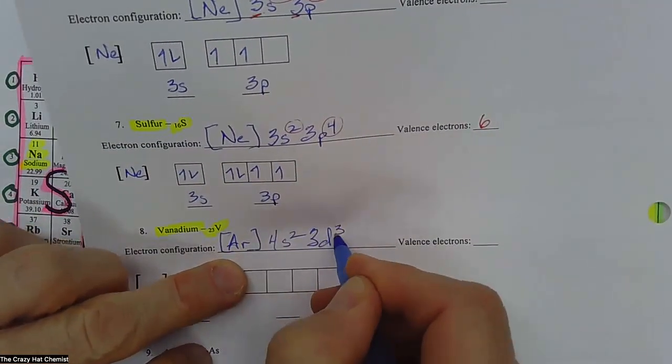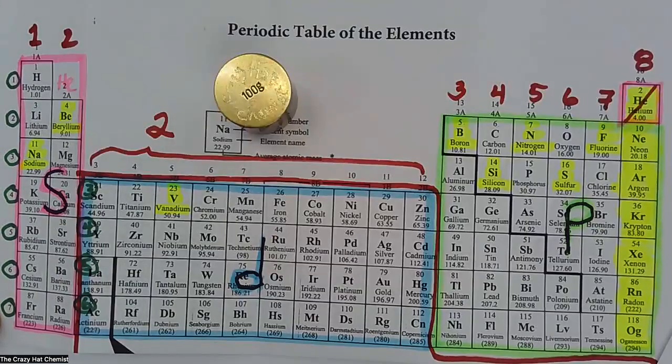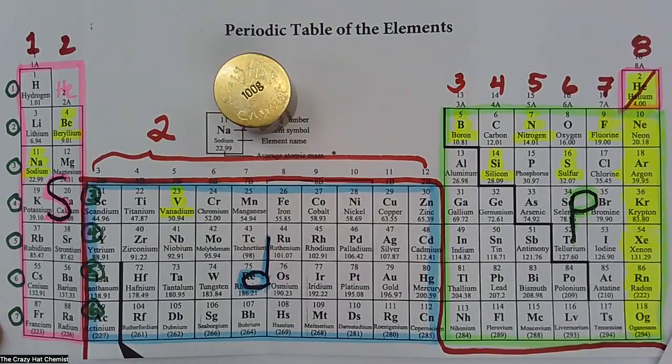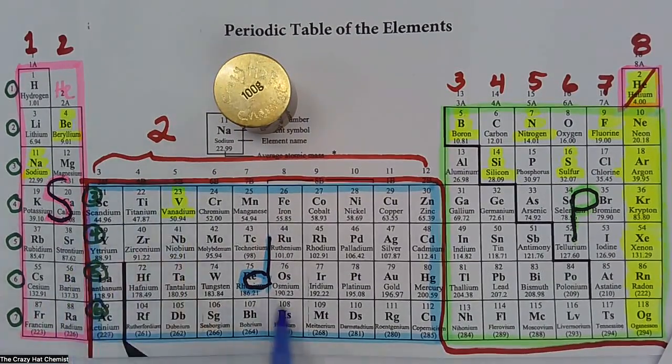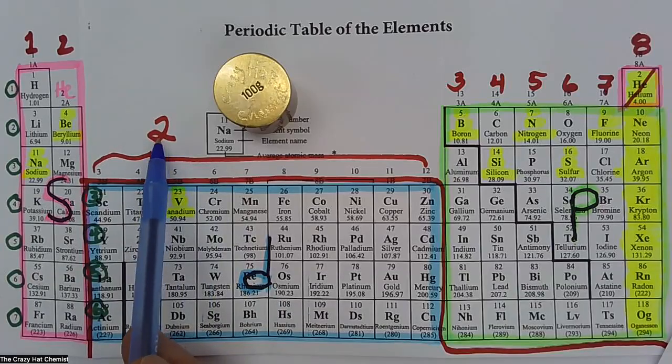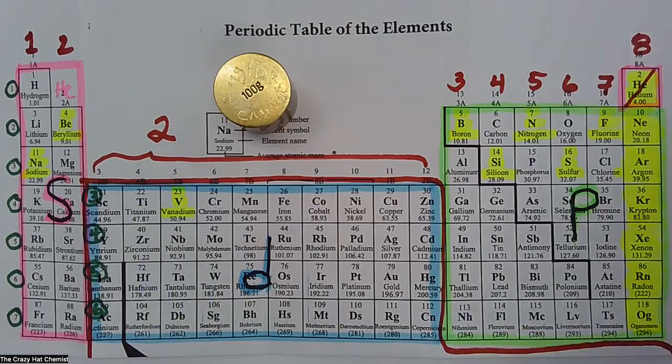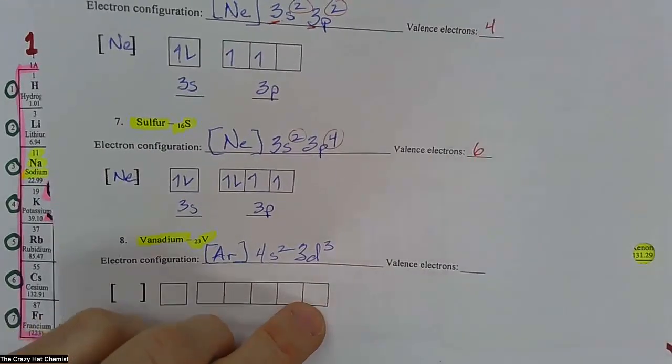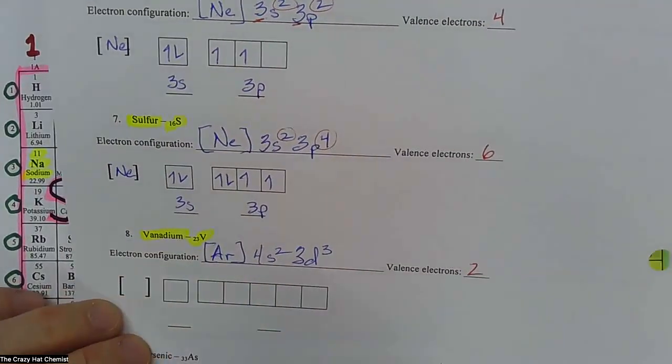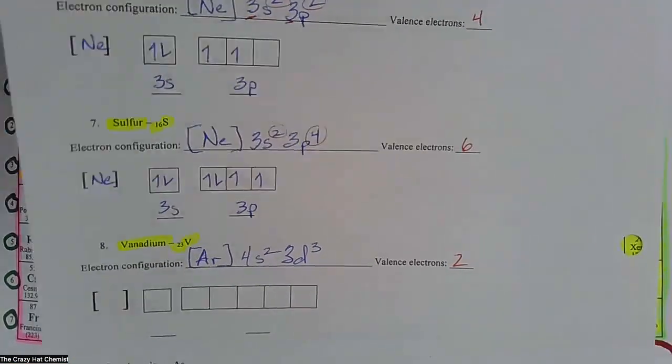3D, 3. Okay, beautiful. So it just so happens that vanadium is in the boot. So how many valence electrons with the boot? That is 2. Okay, and that is 2 valence electrons. And how do I find that? By doing it this other way.